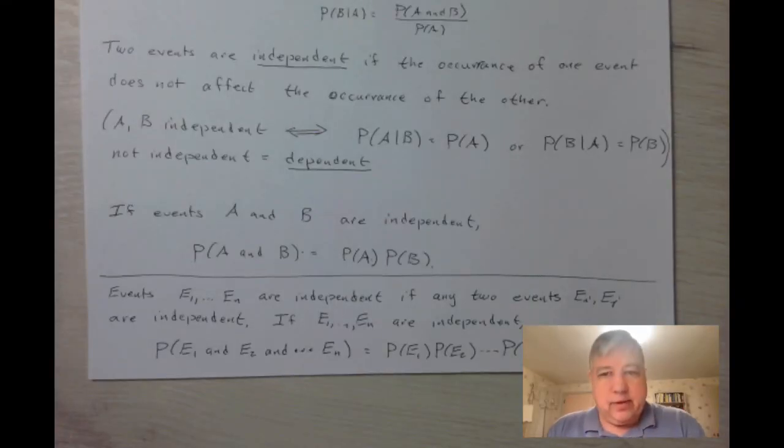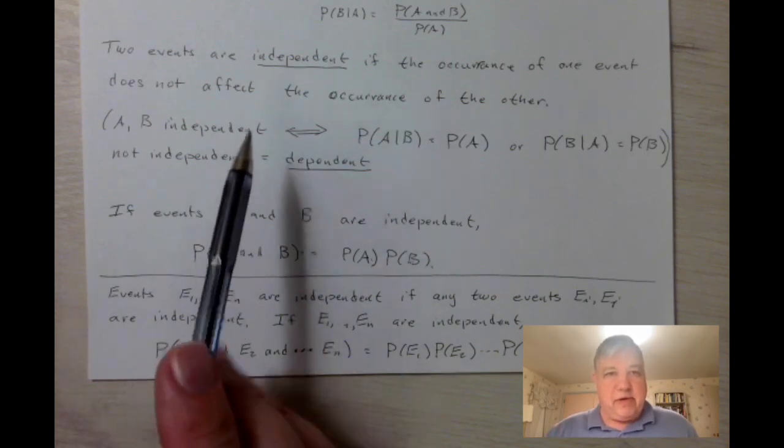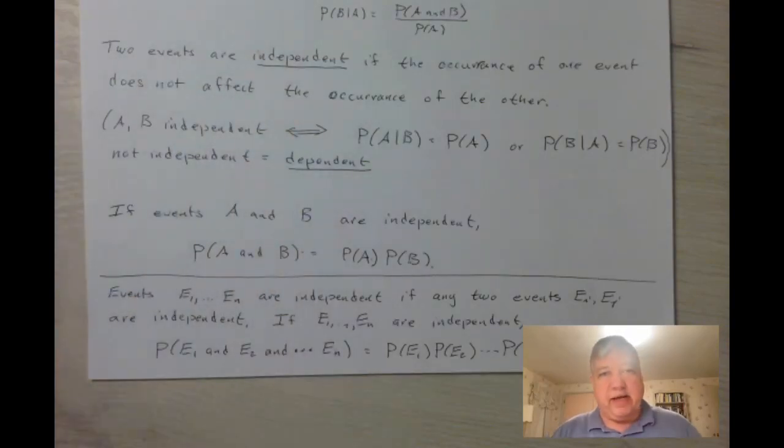Hello again. So in this final part of our section on conditional probability, we already saw that some events can affect other events and some events don't. And if two events don't affect the likelihood of each other, we say they're independent. Specifically, we say two events are independent if the occurrence of one event does not affect the occurrence of the other.